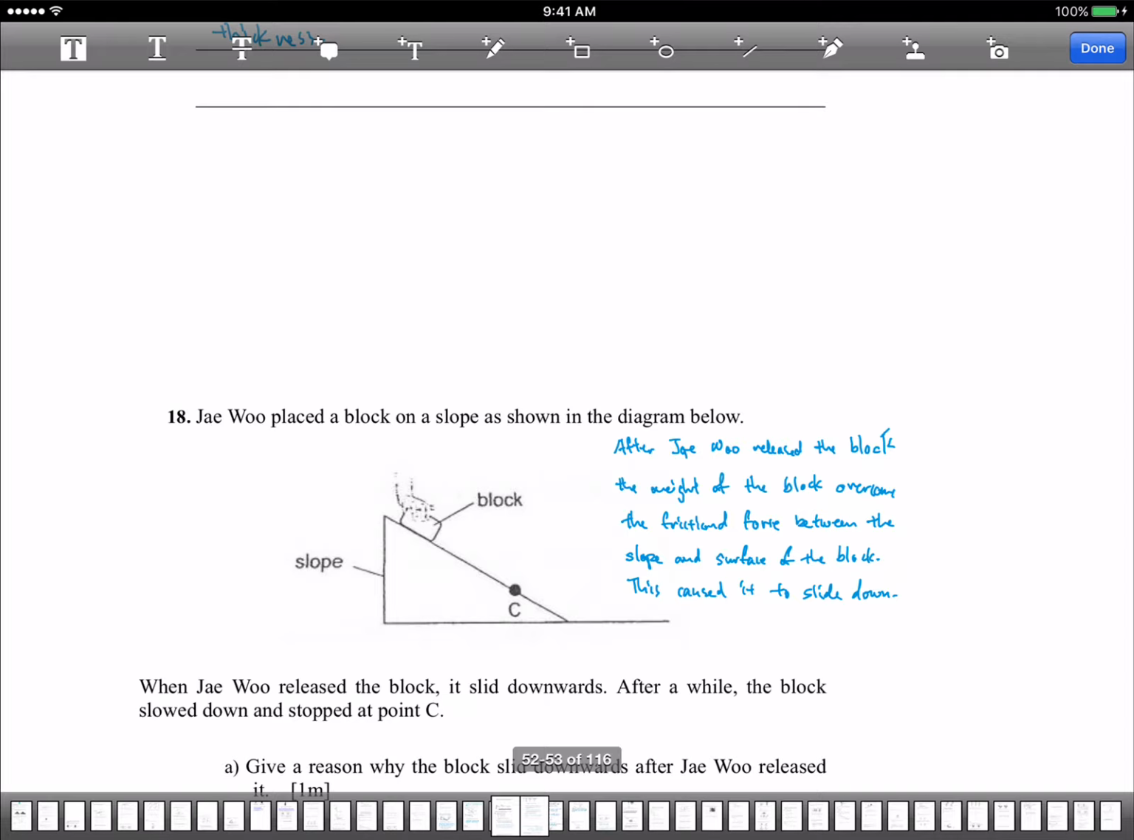Oh! Magnetic material. I did it. I want to take that. Yeah, that's why I put magnets in my pencil case.